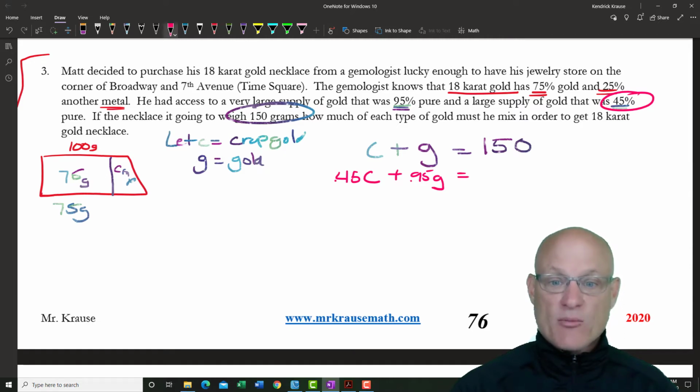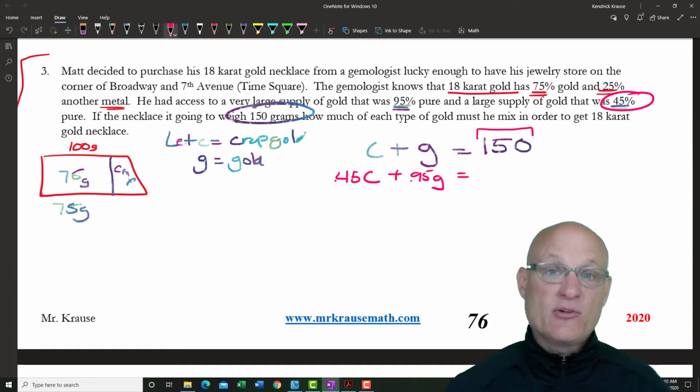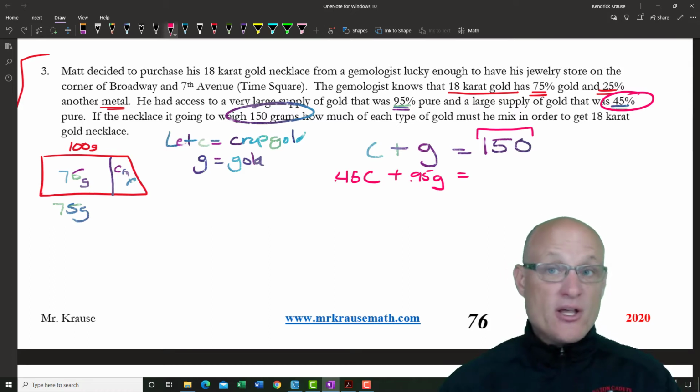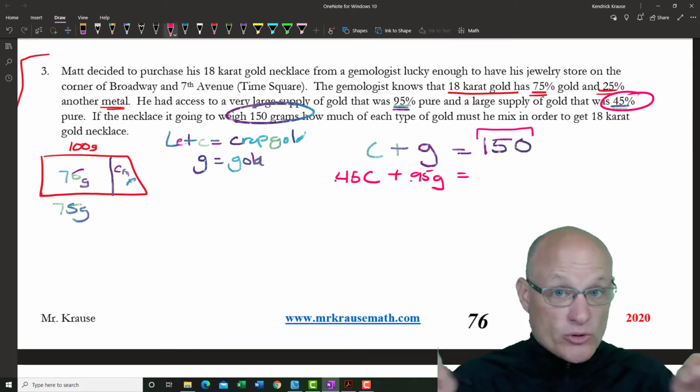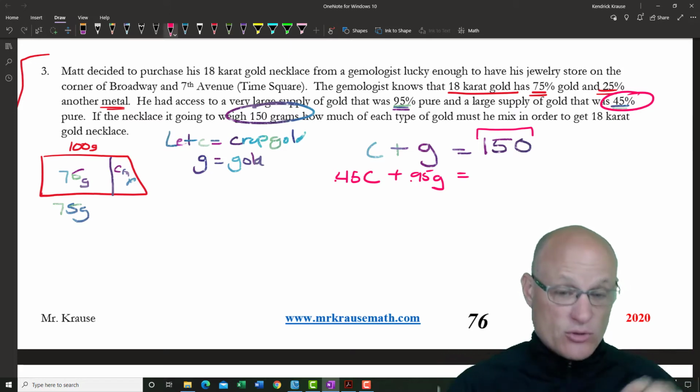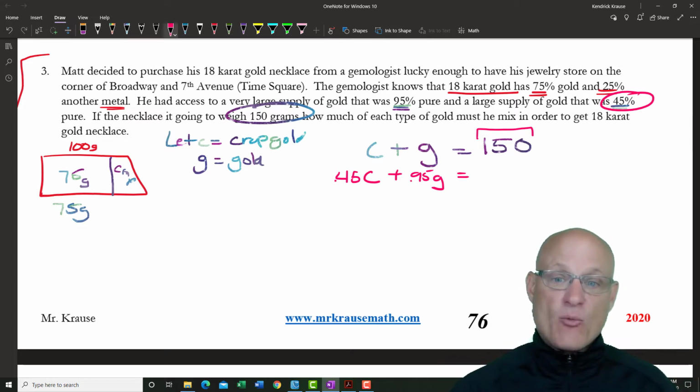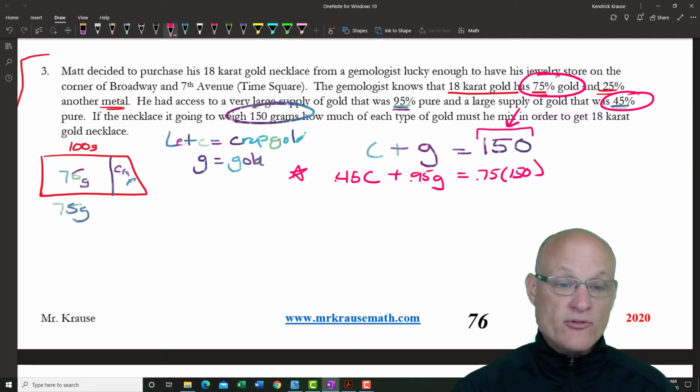Now, when I'm done, remember, this 150 grams represents the crap and the gold. But this is just a gold equation, a strictly gold equation. And I know that what I want to end up with is 75% of this to be gold. So 0.75 times 150. And that, my friends, was the tricky equation to come up with.